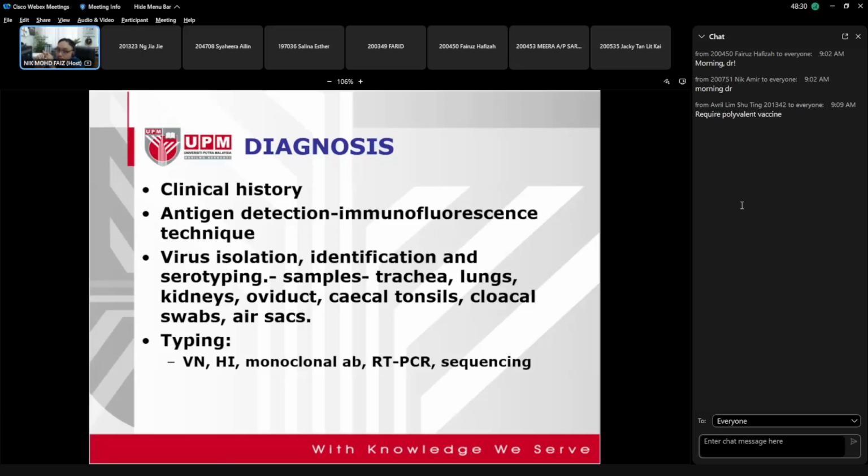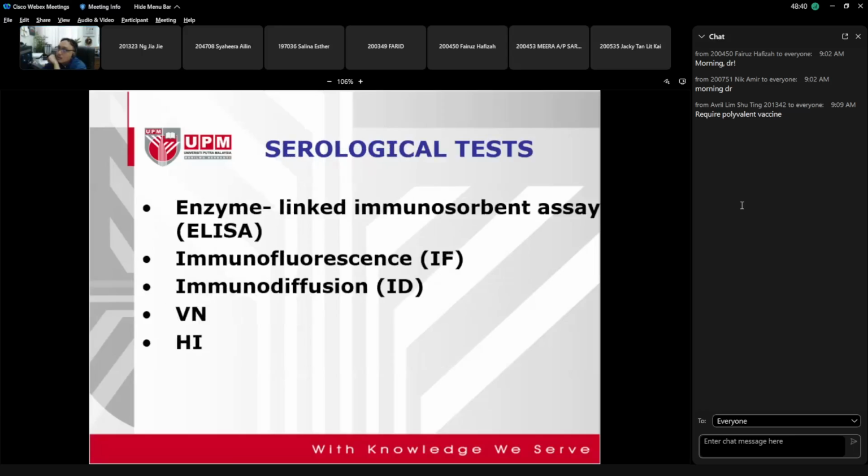Unless you nak virus isolation, we rarely send for virus isolation unless you want to keep the virus for something, okay. So usually we do PCR and then buat sequencing. So serology test, okay, the common serology test is ELISA. Yang lain ni boleh buat. You can do the other tests as well, but it's not very commonly done lah. Okay, the most common one is ELISA.